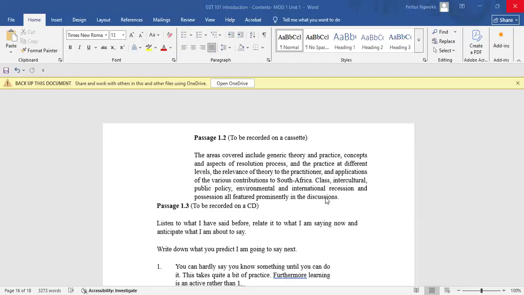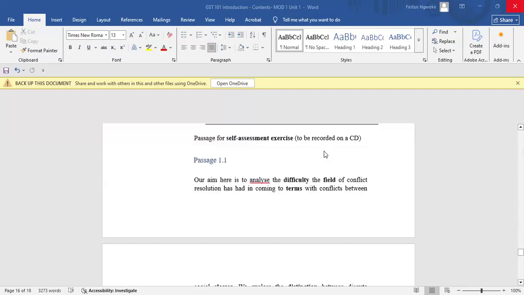You are welcome to this year's class, the class of 2024-2025 academic session. This class is GST101, Use of English and Communication 1.